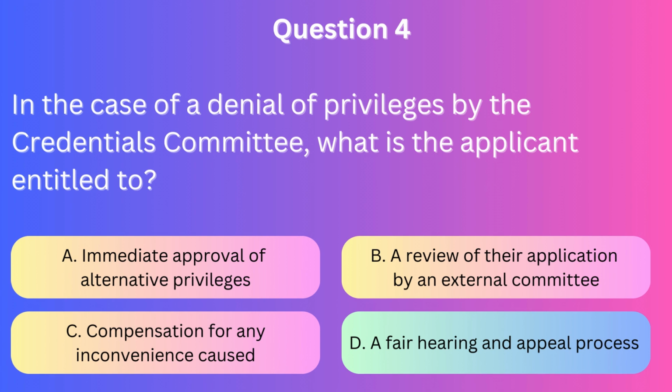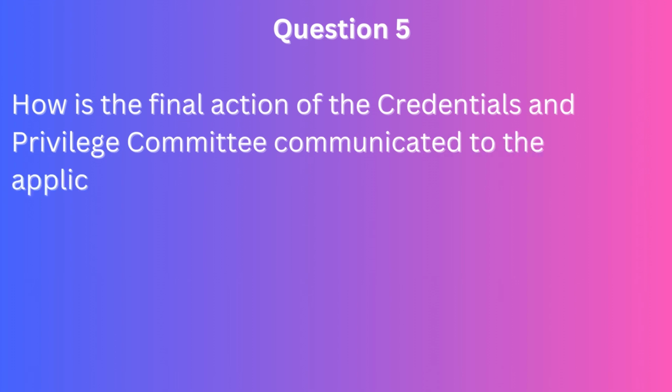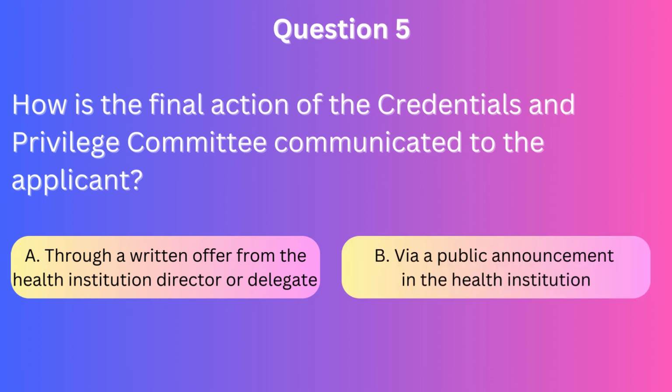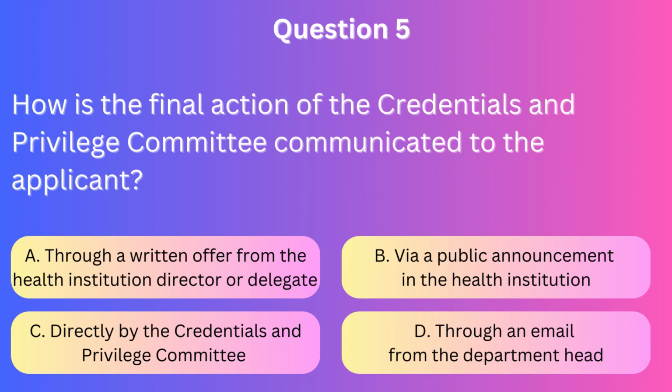5. How is the final action of the Credentials and Privilege Committee communicated to the applicant? A. Through a written offer from the health institution director or delegate. B. Via a public announcement in the health institution. C. Directly by the Credentials and Privilege Committee. D. Through an email from the department head.